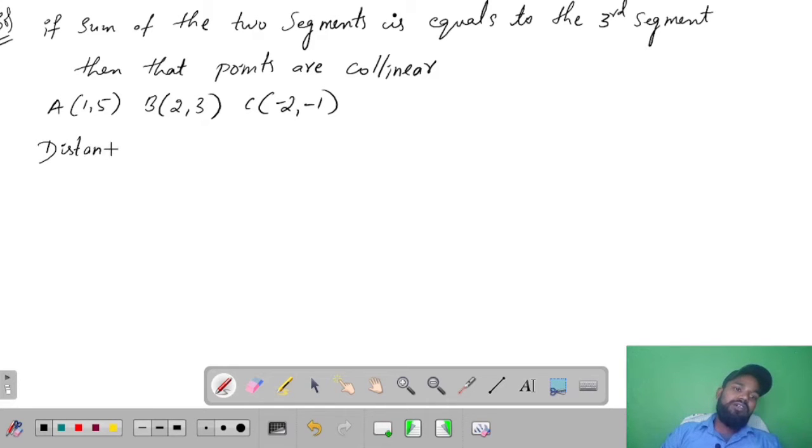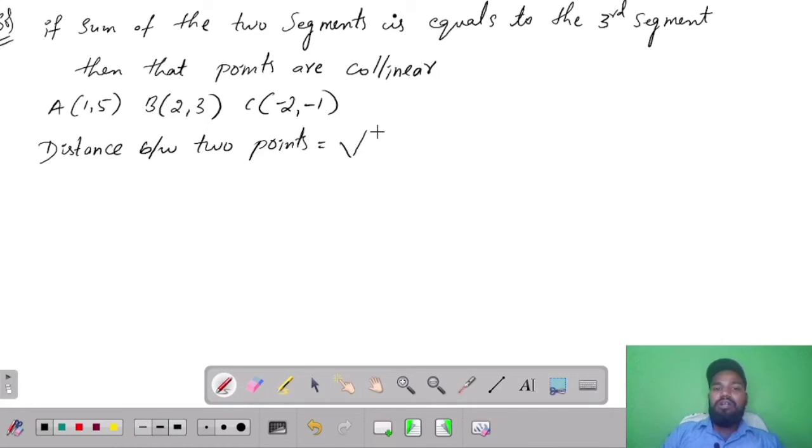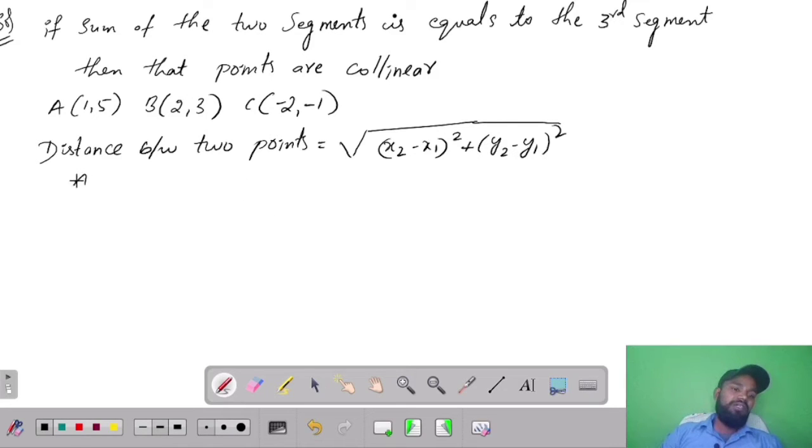Distance between 2 points equals under root x2 minus x1 whole square plus y2 minus y1 whole square. So this is the distance formula, right? Now we are finding the distance for A comma B. A is 1 comma 5 and B is 2 comma 3. Now substitute them in the equation, then we get the answer.